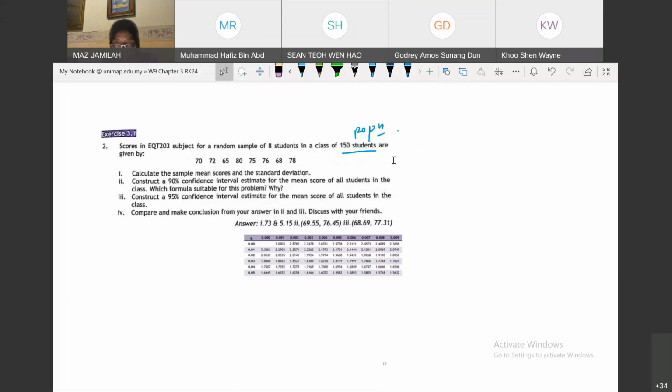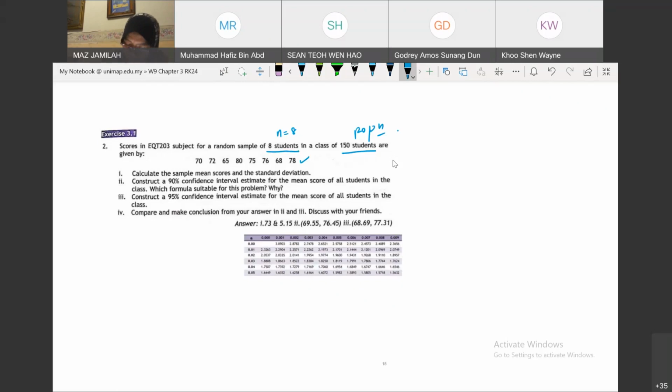Now, since your population is 150, your lecturer wants you to find the CI. Okay, I give you 10 minutes. Find the CI. You are using eight students as your sample, so your n is equal to 8. From these 8 students, you got their scores, so you need to calculate the mean score and the standard deviation.